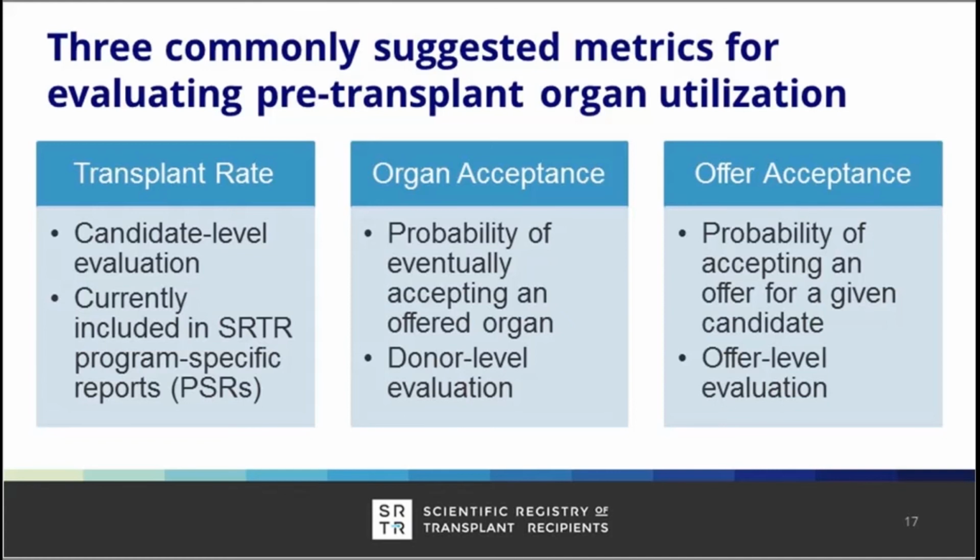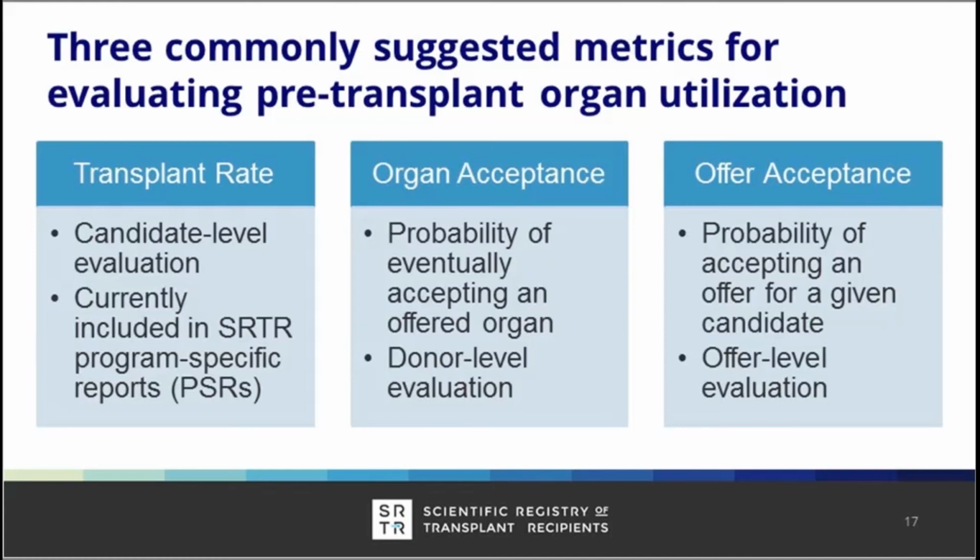The second metric in the middle there, organ acceptance, what we're talking about here is the probability of eventually accepting an organ that's being offered to your transplant program. Whether you accepted it for the first individual on your list or the 10th or the 100th, the question is just, did you accept it or not? It is a metric that one can look at, and it does tell something.